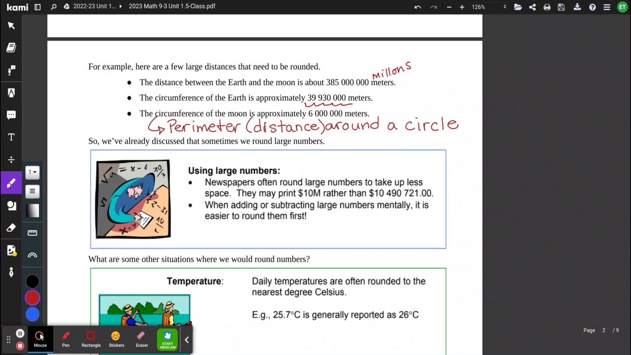We are just giving approximate values. Okay? So, when do we do it? Large numbers. And where do we see large numbers? Well, newspapers, they're going to round up numbers. How come? To save space for printing.